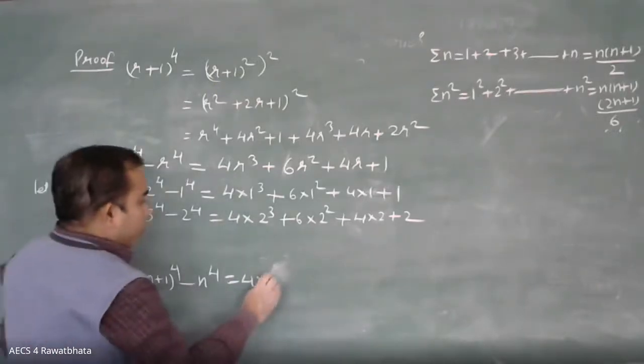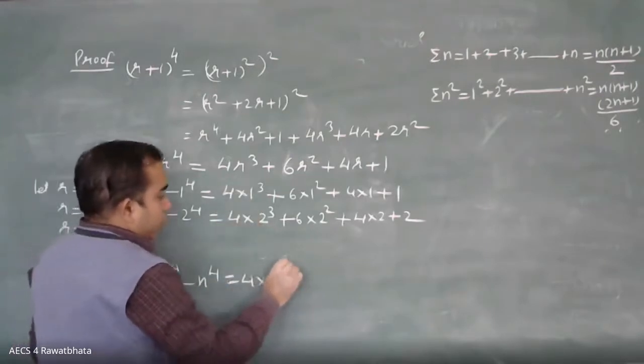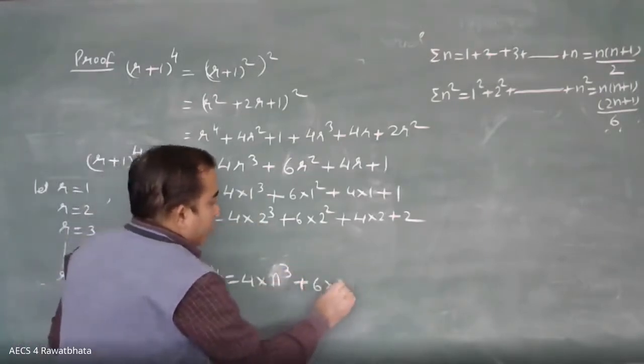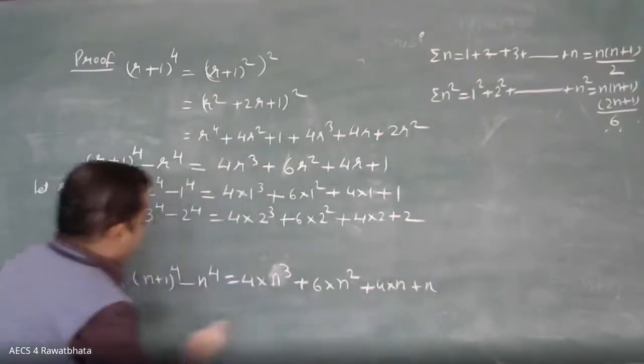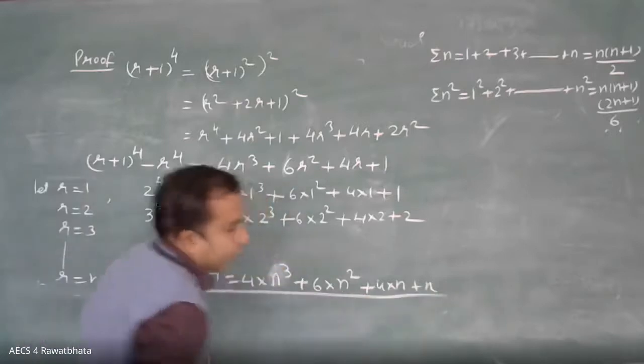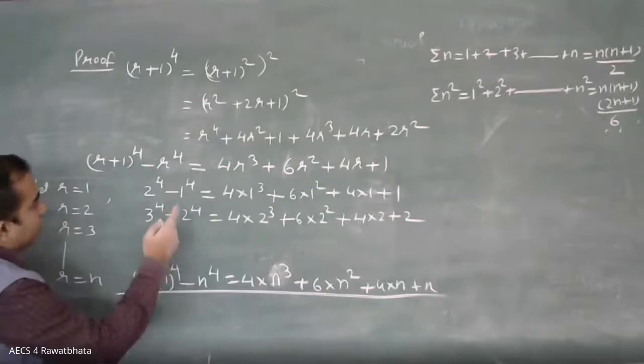Then this will become 4 into r, and in place of r I have put n. So n to power 3 plus 6 into n square plus 4 into n plus n. And now you add them all together. And if you add them, what will you get? Some terms will get cancelled.